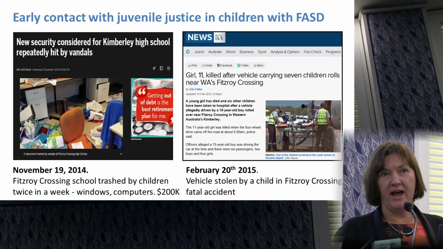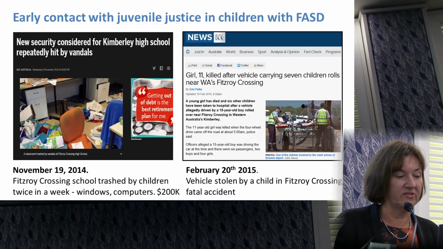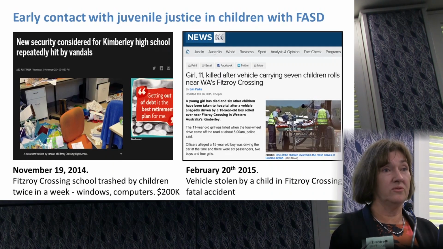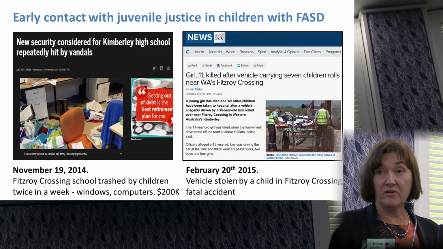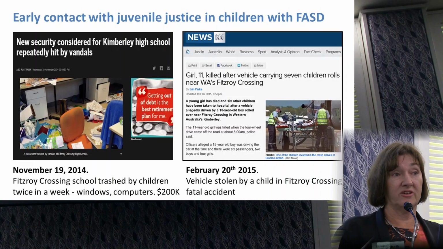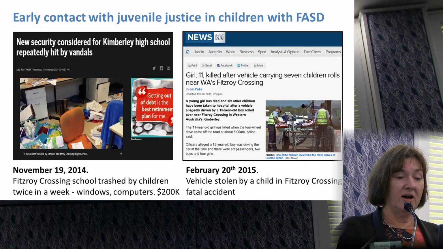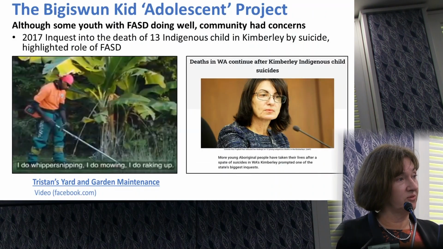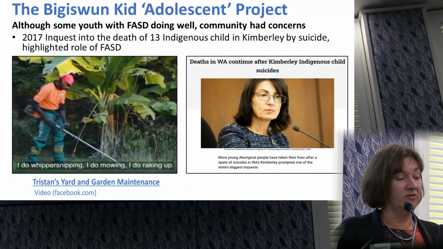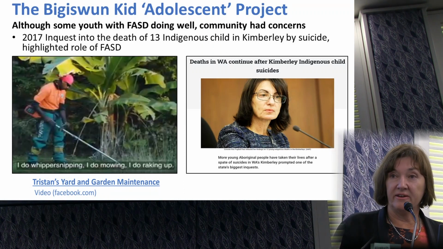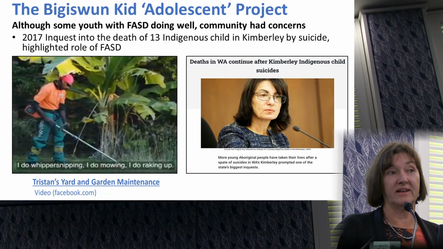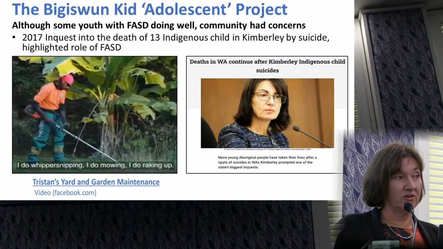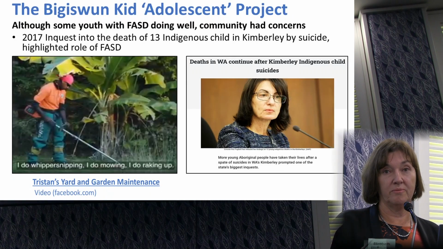Nevertheless, some of these children had early contact with the juvenile justice system, trashing the school, stealing cars. One child in our cohort stole a car and unfortunately that crashed and another of the children was killed. So they were really concerned about this, and they asked, why are some children doing well in adolescence and some doing poorly? And they invited us, we've done a whole lot of work in the interim, but 10 years later to follow up this original cohort in the Biggers One Kid project.